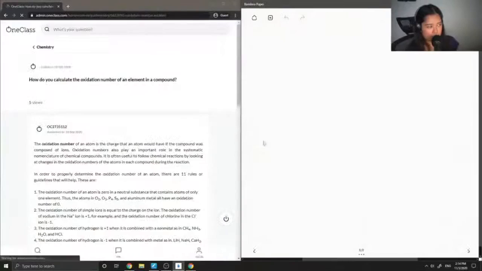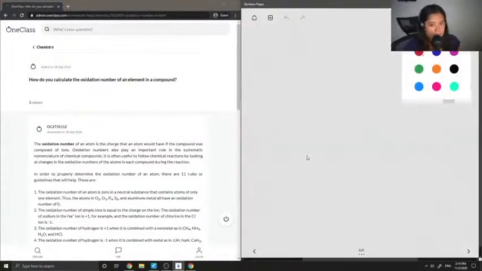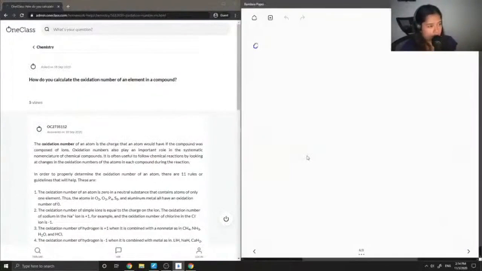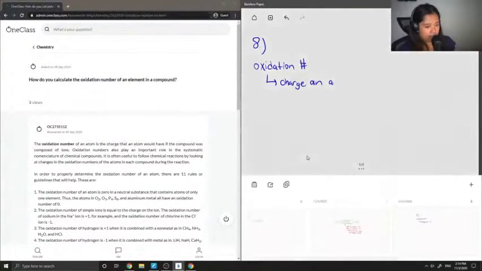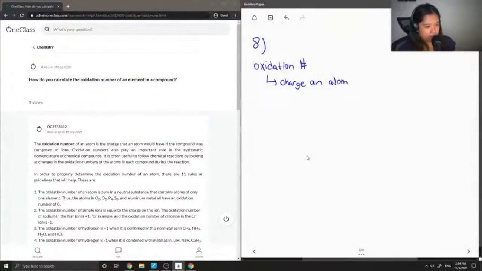Okay, so now let's move on to question number 8. How do you calculate the oxidation number of an element in a compound? So the oxidation number is the charge an atom has if it was ionized.